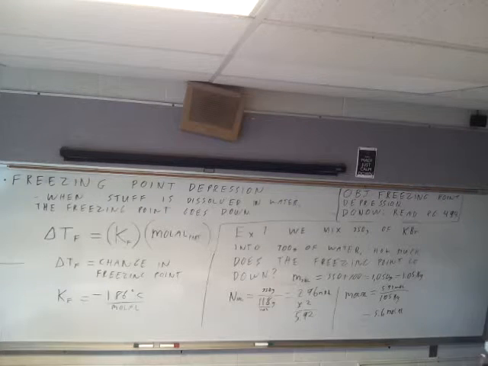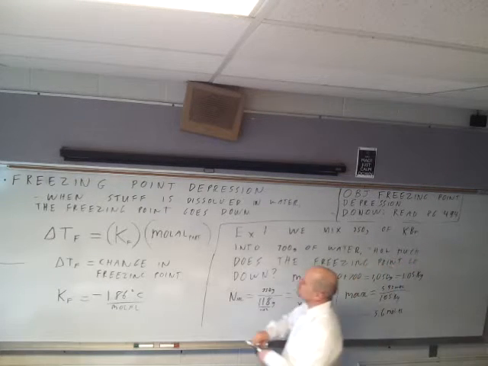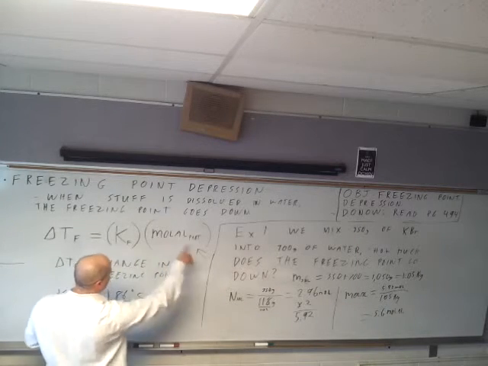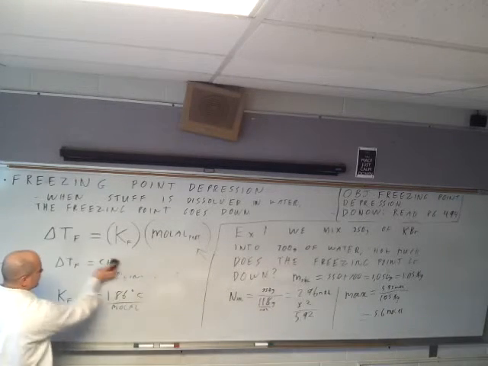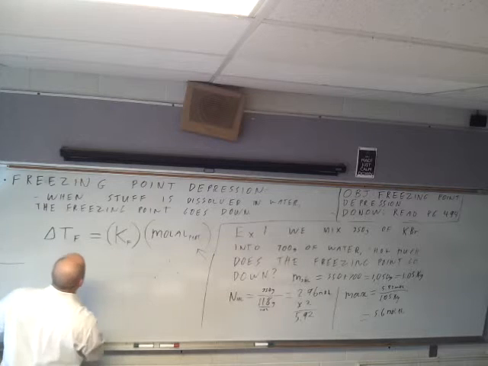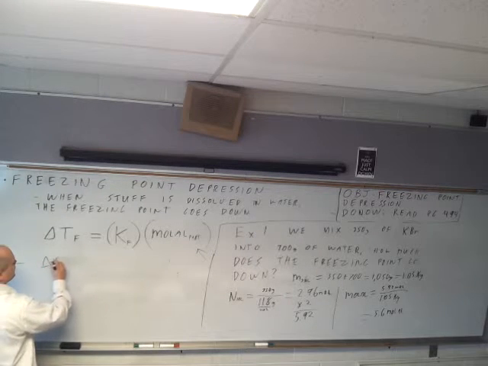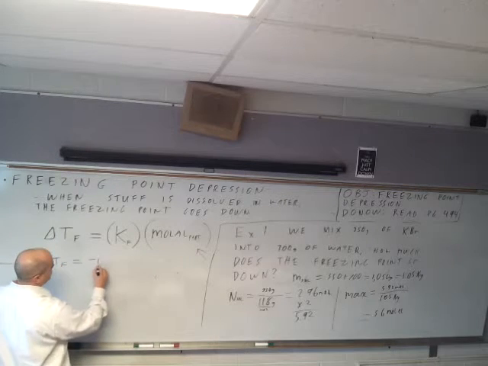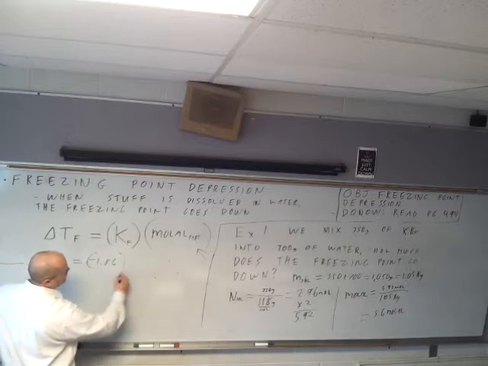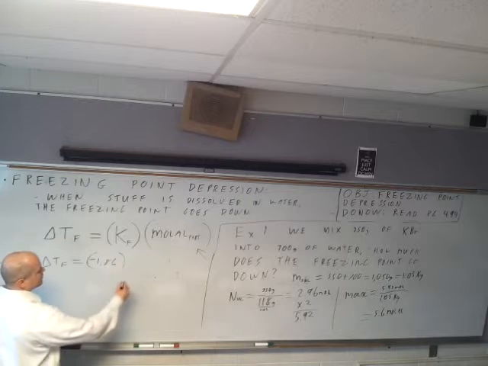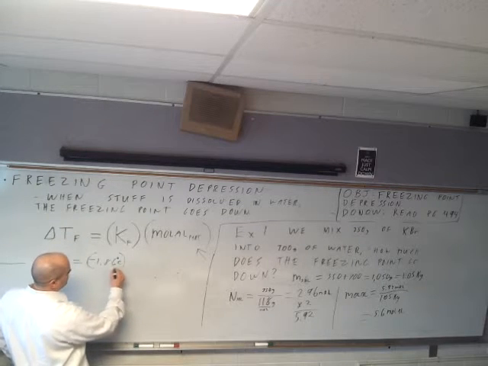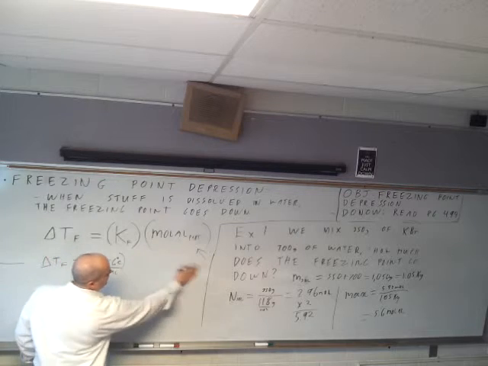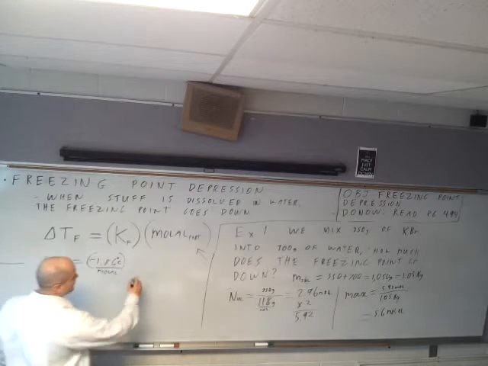Okay, so we have the concentration. That's going to get plugged into here. So if you're writing your notes, you should write this equation right below where we're at there. And now we're going to plug these numbers in. Delta T freezing point is negative 1.86 degrees Celsius per mole times 5.6 molal.